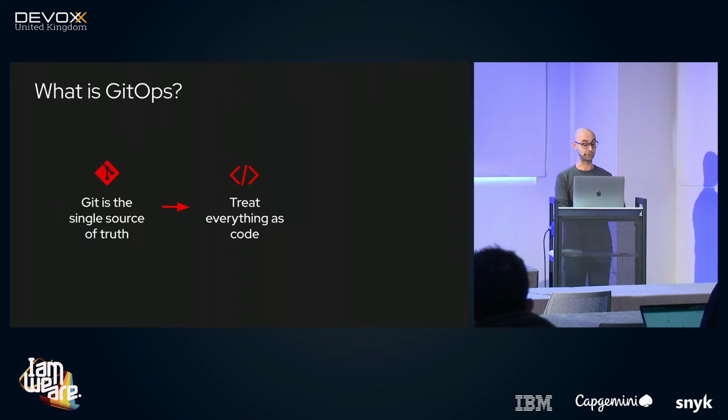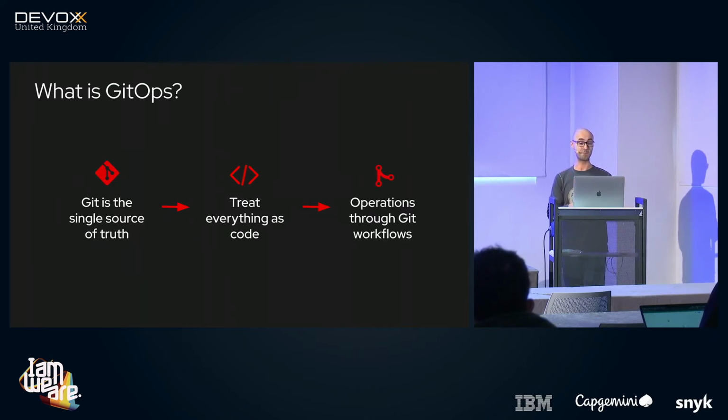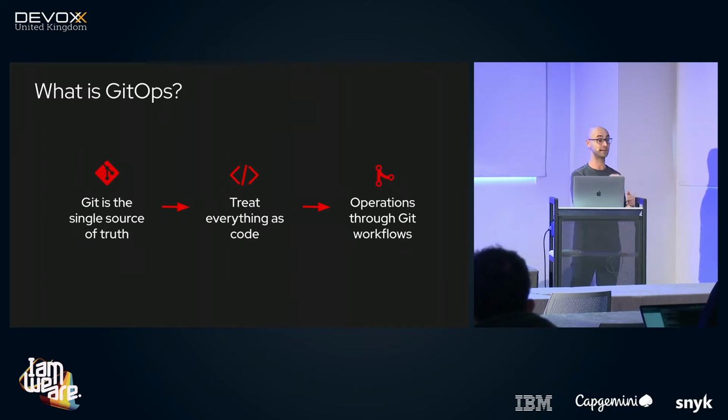And this allows us to treat everything as code, and what is even more important, to make all the operations go through Git, which means that I can do, for example, a pull request of my infrastructure. And if I want to change my infrastructure, for example, adding a new user or updating my database version, I do it through a pull request that can be reviewed and ultimately merged.